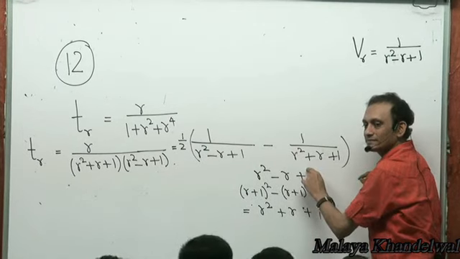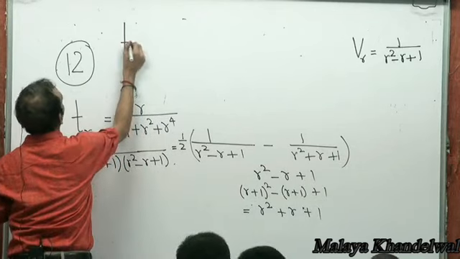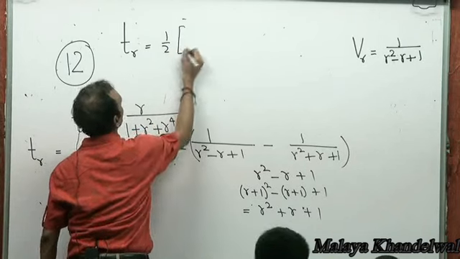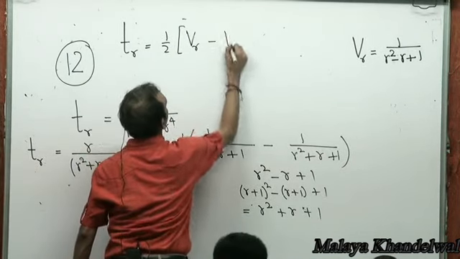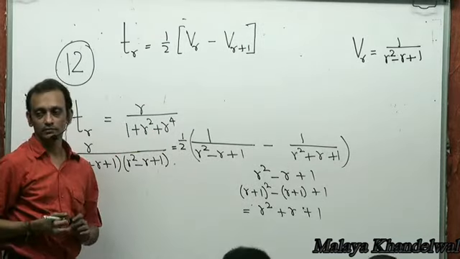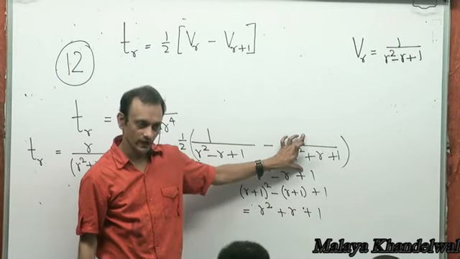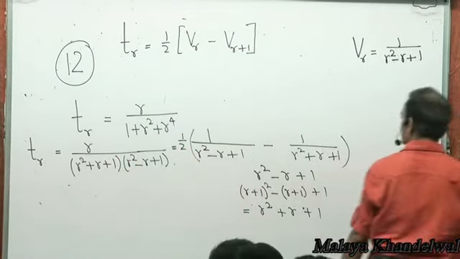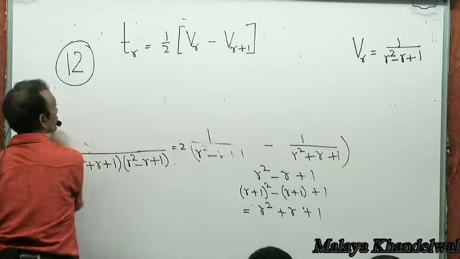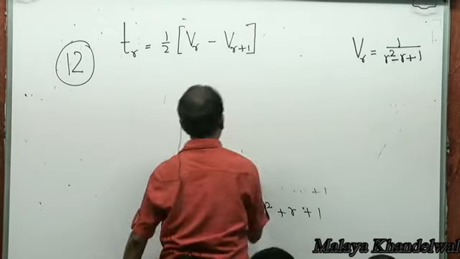V_(r+1), right? So which means T_r is going to be half of V_r minus V_(r+1). If this is V_r, then this is going to be V_(r+1), right? And now a telescope would emerge.